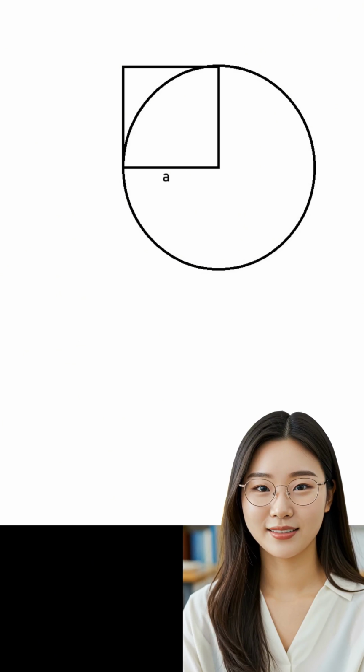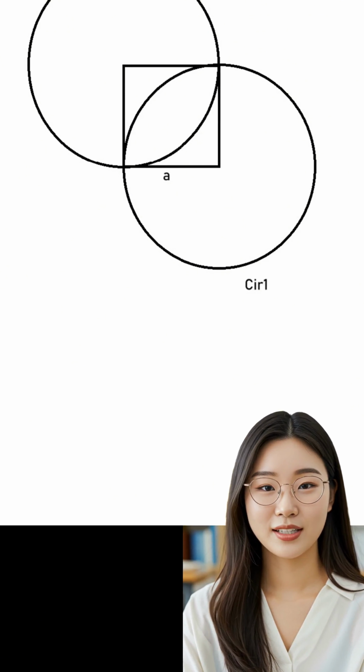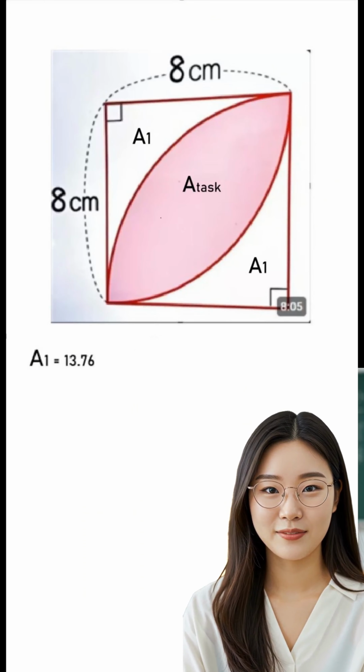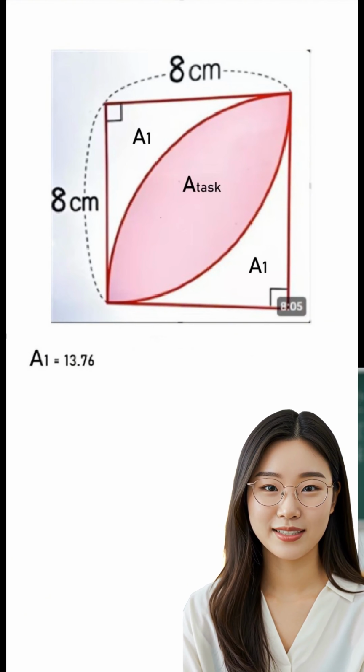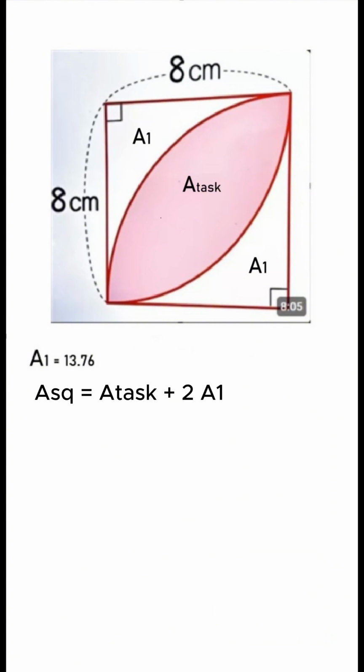If we go back to where we started solving the problem, and construct another circle from our illustration, we will get the same geometric figure from the beginning of the video. We mark 2 area A1, and the area A task we are interested in. From here, the area of the square is equal to the area of the task plus 2 areas A1. The area of the A task is equal to the area of the square minus 2 areas A1.